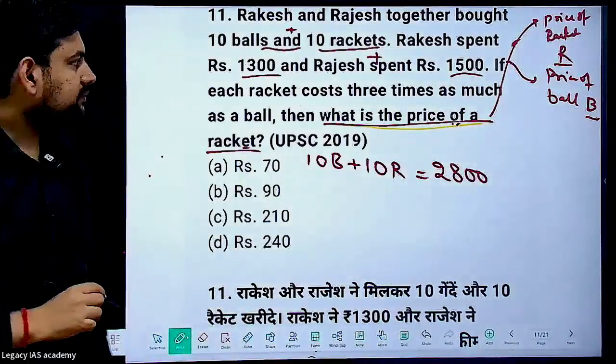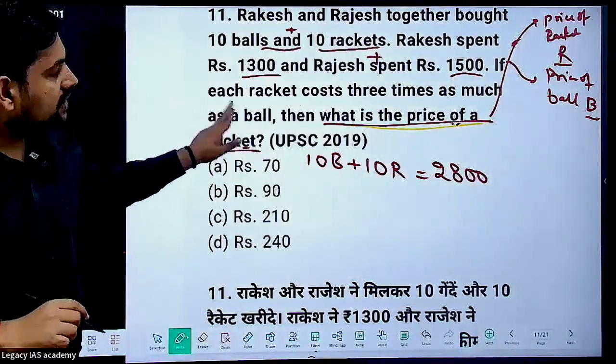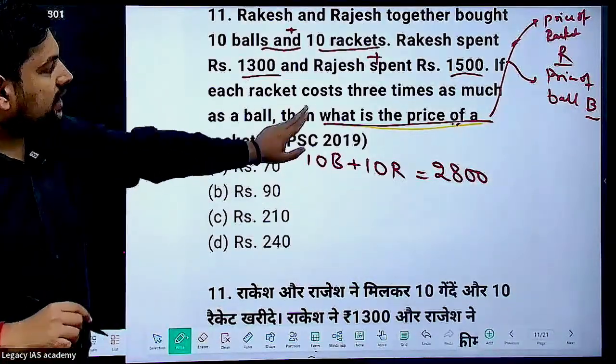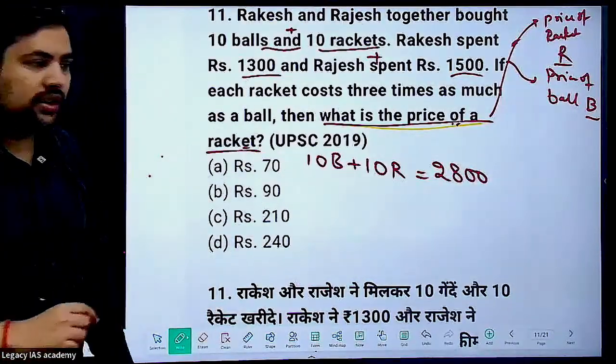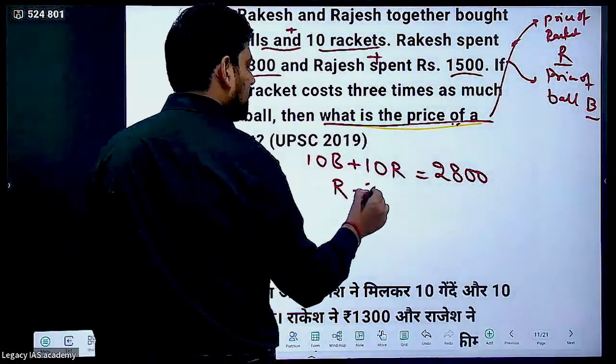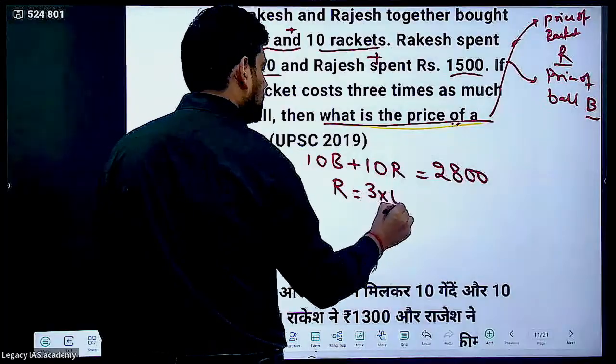This is fine. Now it says if each racket, this is the first equation. Now if each racket costs 3 times as much as a ball, that means each racket costs how much? 3 times as much as each ball.